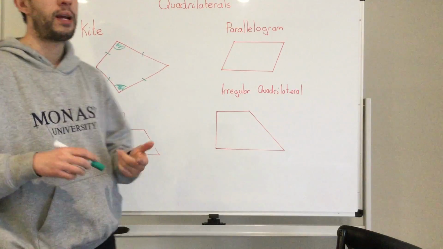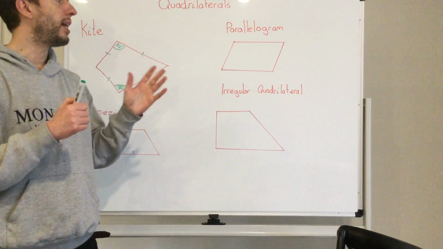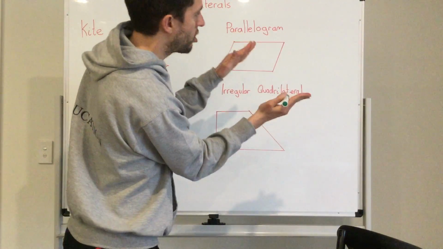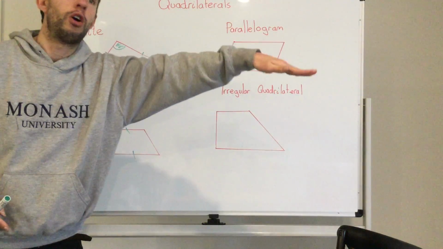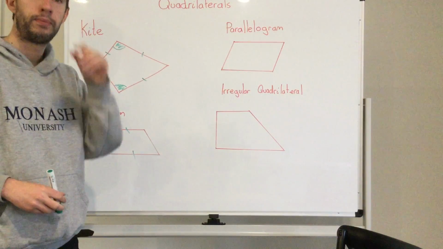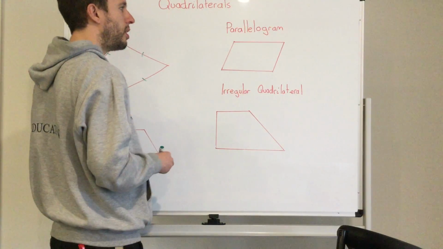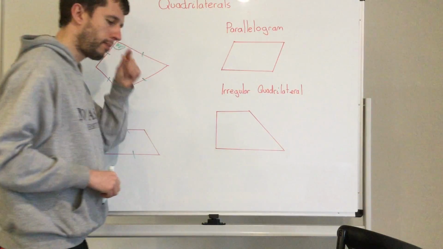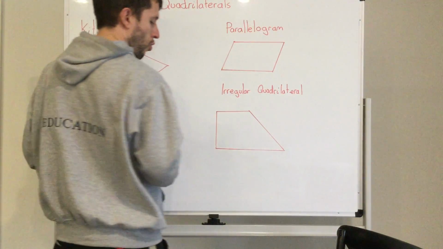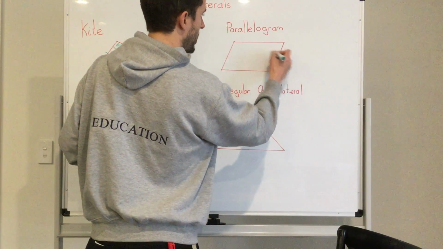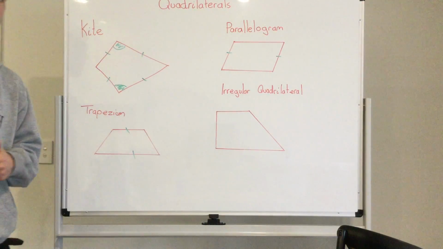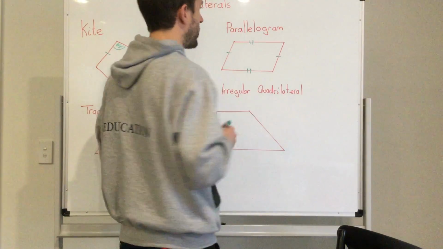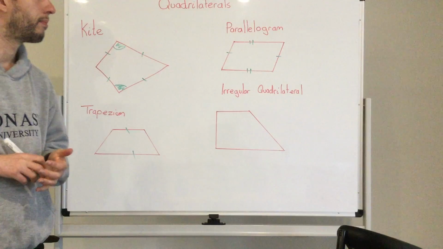Moving on to parallelogram. I like to think of a parallelogram and a rhombus as very similar shapes in essence, a square that has just been pushed over slightly on a tilt. So we know that we've got a pair of parallel lines. We also know that these 2 are exactly the same length, and these 2 are exactly the same length.